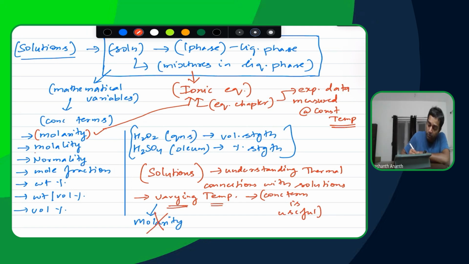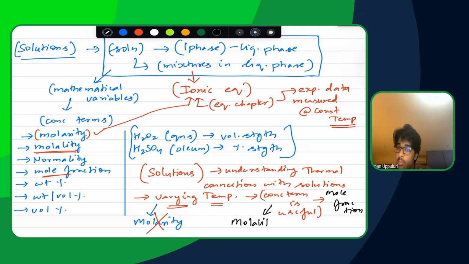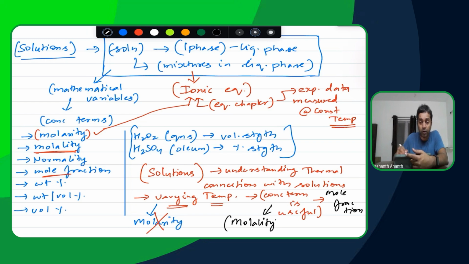So molality becomes more useful now in this chapter. In this particular case, the concentration terms that are useful are now going to be mole fraction and molality, whichever doesn't depend on volume. Whichever is not dependent on volume will become more efficient here.